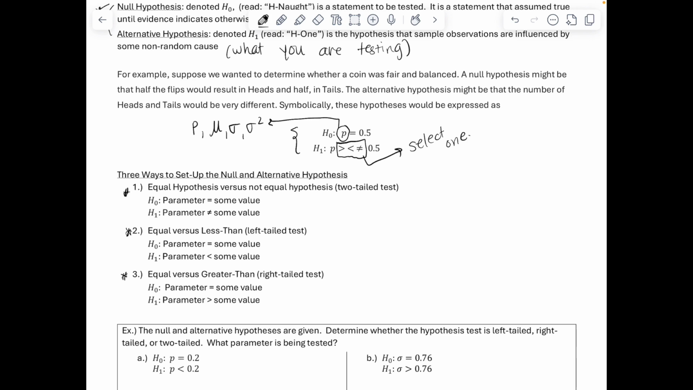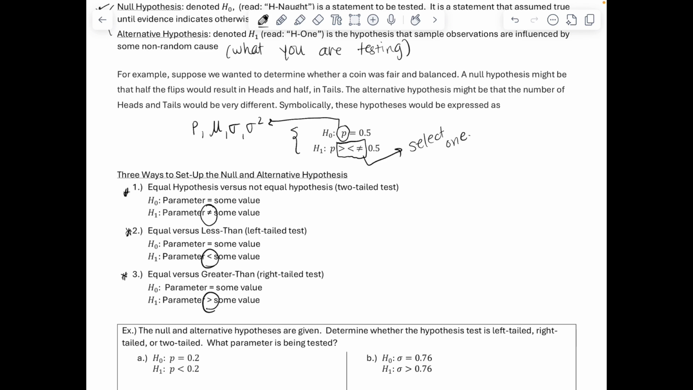And if you look at these, you'll notice that H0 is the same for all 3 cases. So it says the parameter is equal to some value. The difference here is going to be in H1. You'll notice it still says parameter and some value for all of them, but the difference here is going to be the symbols. So you'll notice for the first one, we have a not equals to, then we have a less than, and then we have a greater than.